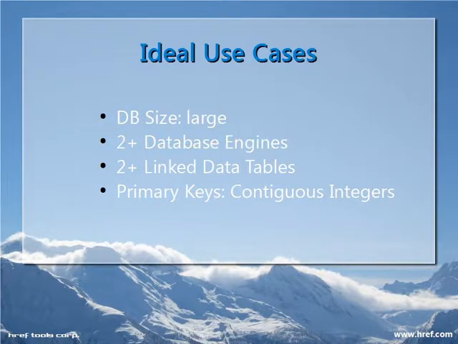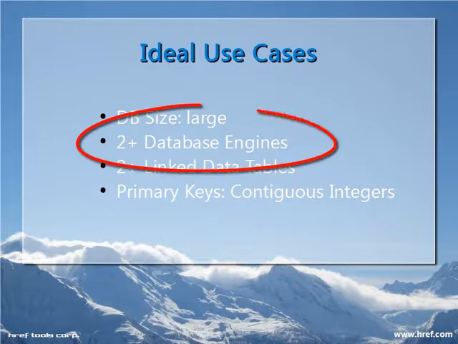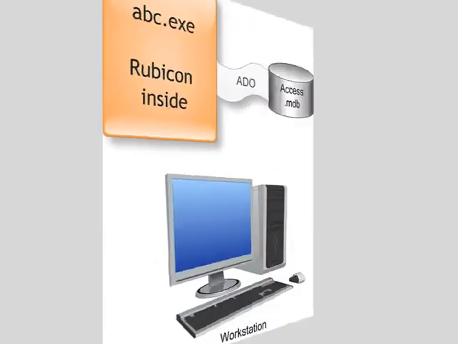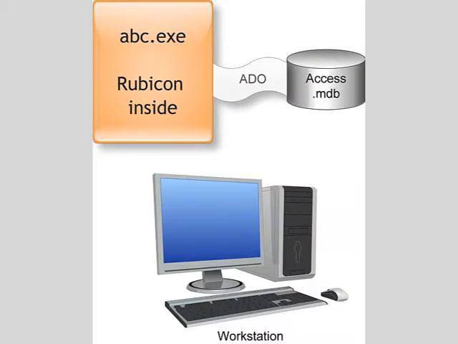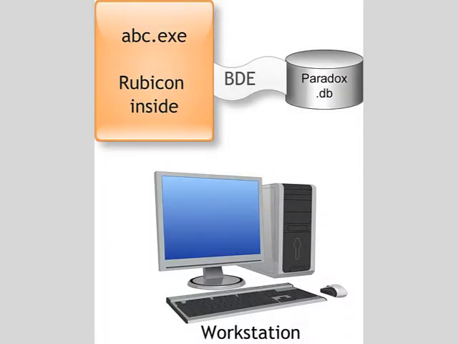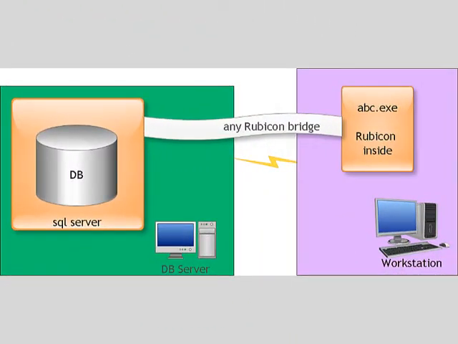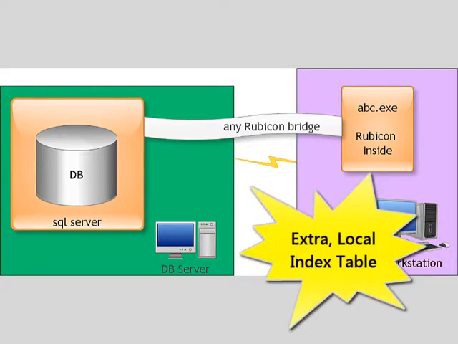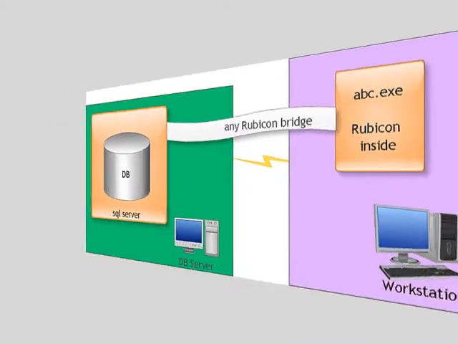The second situation is when you have 2 database engines. Now most people think they only have one database engine, whether that is a local briefcase database such as Access, Paradox, SQLite, or a client-server application. However, in the Rubicon way of thinking, it can often be best to use a local, high-performance database such as NexusDB for the words index, combined with a remote database server for the text.